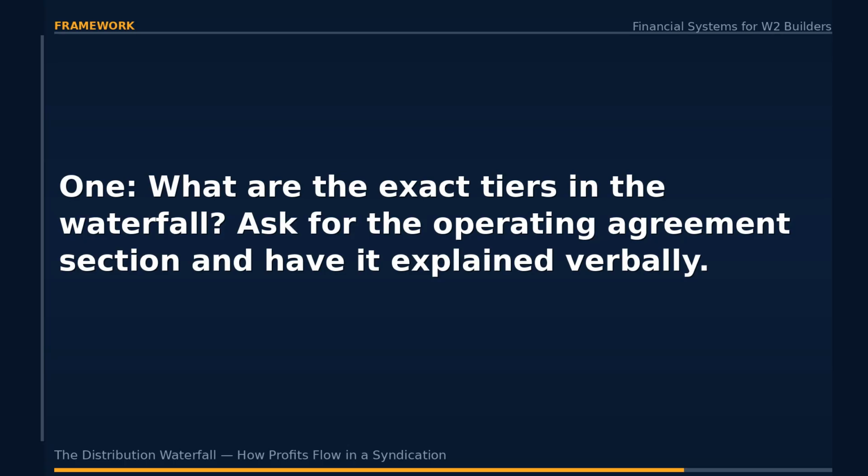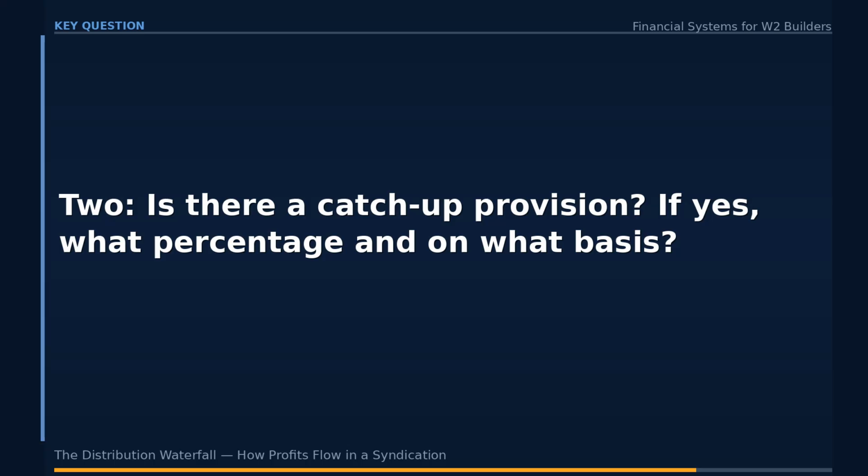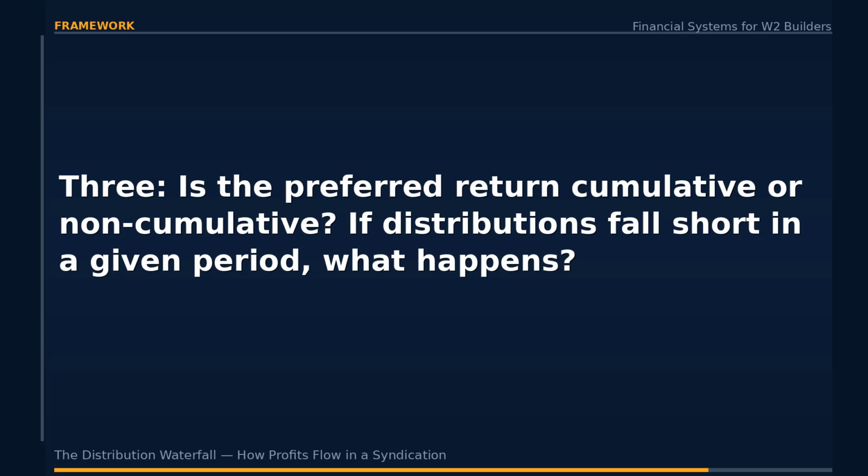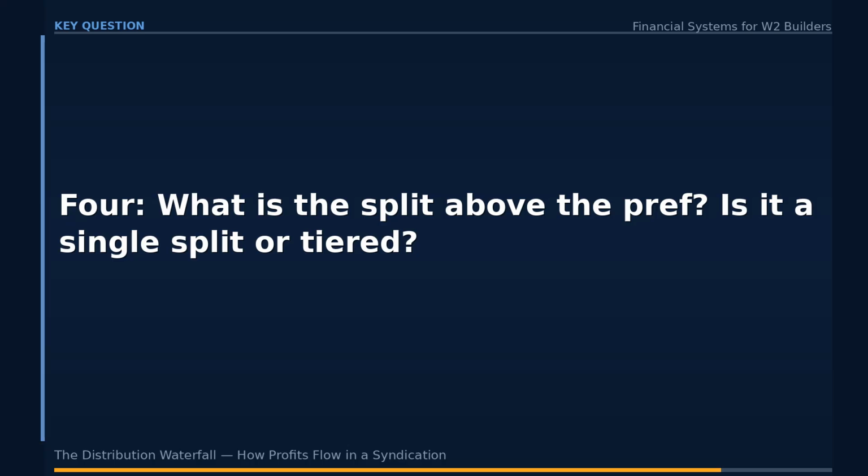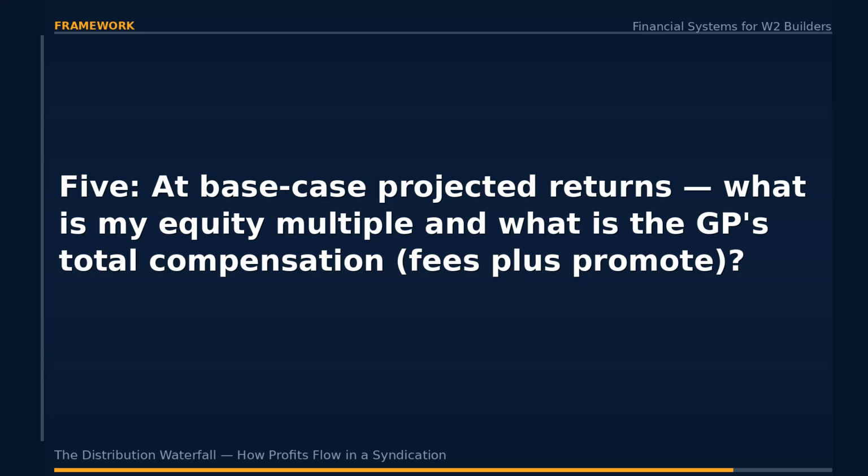Here are the questions to ask about any waterfall before you invest. 1. What are the exact tiers in the waterfall? Ask for the operating agreement section and have it explained verbally. 2. Is there a catch-up provision? If yes, what percentage and on what basis? 3. Is the preferred return cumulative or non-cumulative? If distributions fall short in a given period, what happens? 4. What is the split above the pref? Is it a single split or tiered?